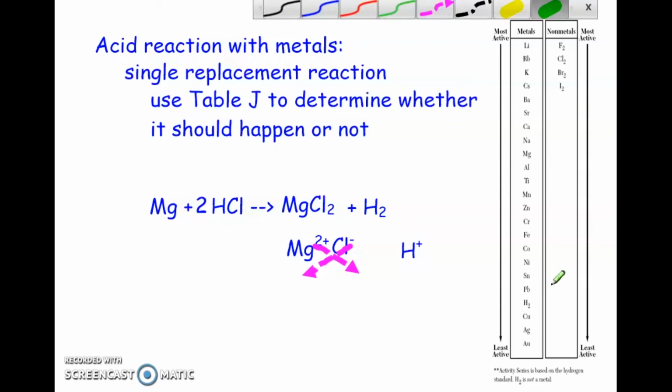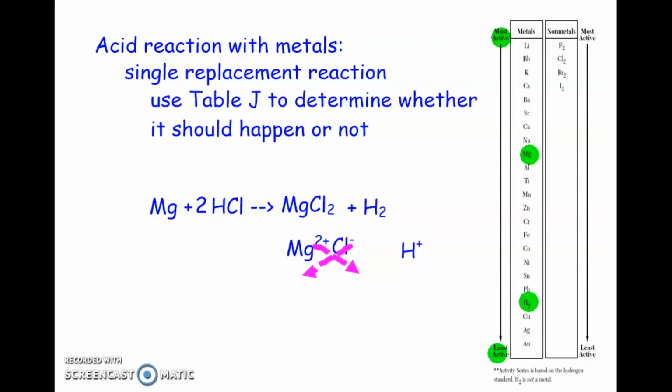In order to do that, we want to compare the 2 elements that are switching places. In this case, we have magnesium switching with hydrogen. And if you remember, the things that are most active are at the top, the least active are on the bottom. So we know that magnesium is more active than hydrogen. This means that magnesium wants to be part of the compound more than hydrogen does. Over on the reactant side, it's not part of the compound yet. And it wants to be there more than the hydrogen, which is part of the compound is.